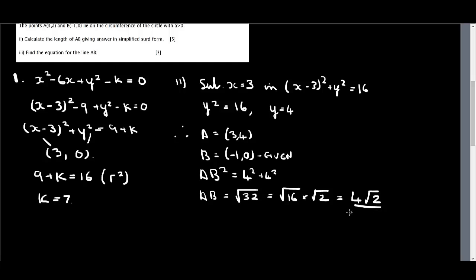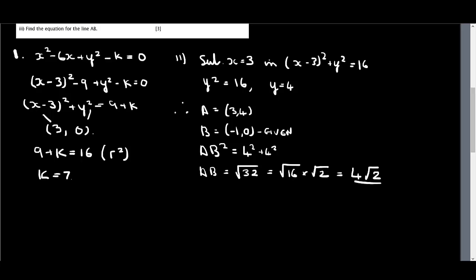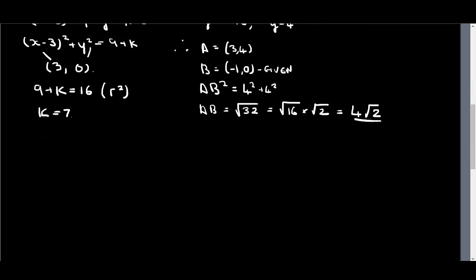Part 3 is find the equation for the line AB. It's a straight line, so we can look at y equals mx plus c. Now, first of all, we'll try and find the gradient to start with. Well, we know that we've just used 4 and 4 to find the length of AB using Pythagoras, so we know the gradient is 4 over 4, increasing y over increasing x, so the gradient is 1. So substituting that gives us y equals x plus c.